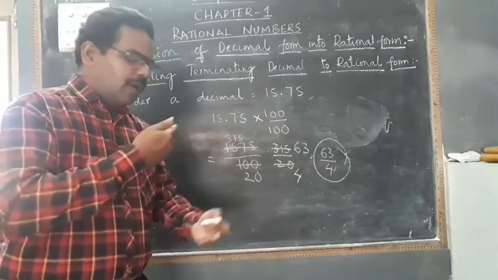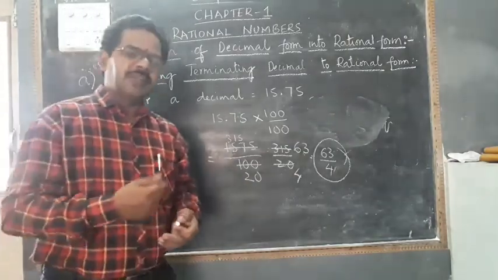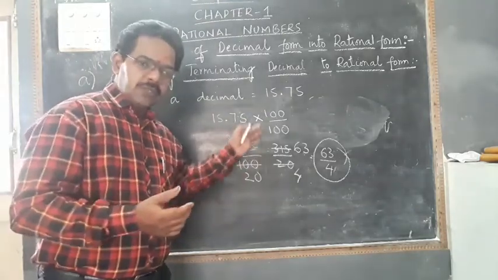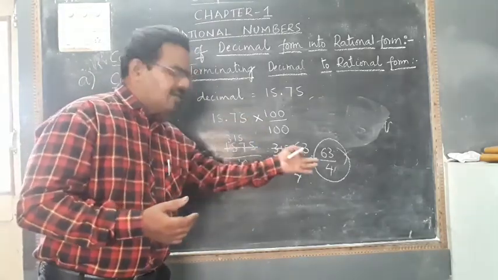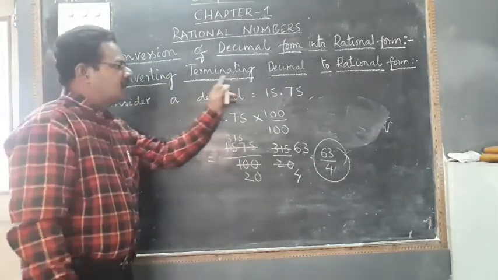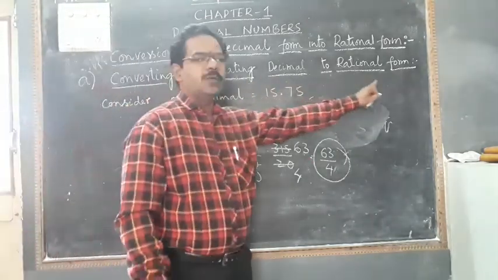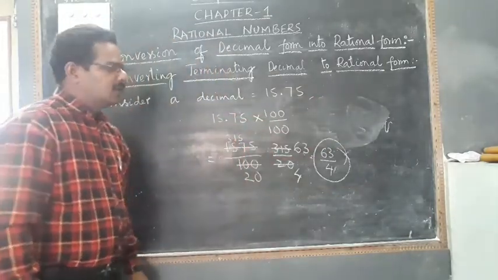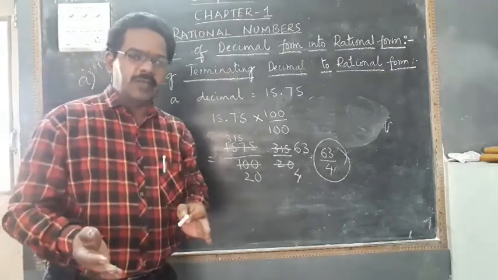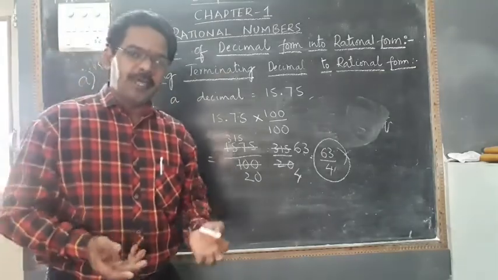Like that, depending on the number of digits after the decimal point, we have to solve it and simplify. Finally, we can get the rational form. So this is called converting a terminating decimal to rational form. Okay. After this, another one we have is the non-terminating repeating decimal.